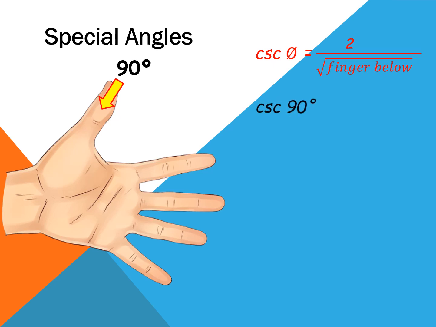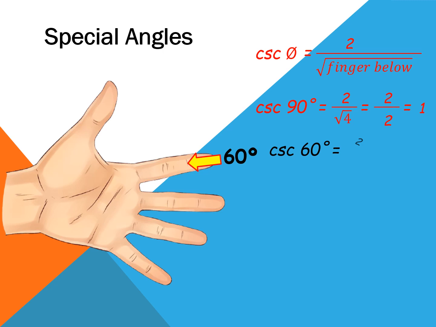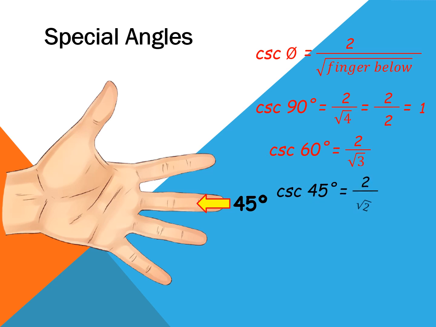Therefore, cosecant 90 degrees is equal to 2 over square root of 4, or equal to 2 over 2, or simply equal to 1. Next is cosecant of 60 degrees. The number of finger below is equal to 3. Therefore, cosecant of 60 degrees is equal to 2 over square root of 3. Next is cosecant of 45 degrees. Since there are 2 fingers below the arrow, therefore, cosecant 45 degrees is equal to 2 over square root of 2. Next is 30 degrees.